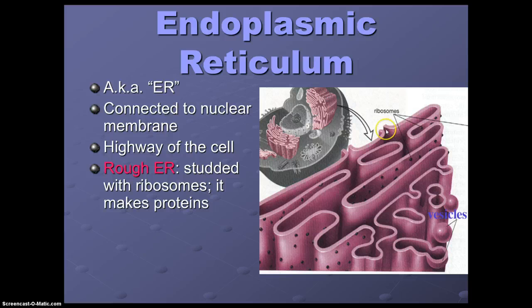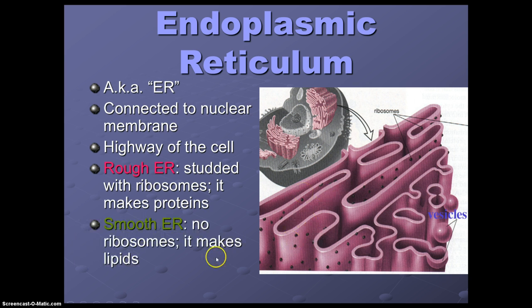So the rough ER, if you look at this picture here, it has little dots on it. Those little dots are ribosomes, and those are the places where the ribosomes are actually making the protein. Okay, so the place in the cell that's actually making the product. There's also smooth ER. The smooth ER doesn't have ribosomes on it. It's responsible for making lipids, so it makes the cell membrane and the other membranes of the organelles. It detoxifies substances.